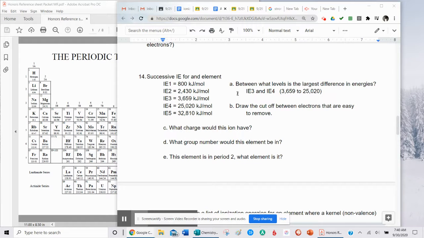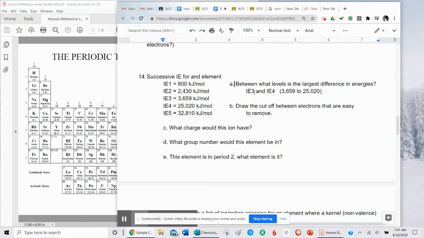Okay, one of the most confusing questions for people, I think, was the successive ionization energies for an element. So I'm going to go over that. Between what levels is the largest difference in energies? Well, that's between ionization energy 3 and then ionization energy 4. So what does that mean?